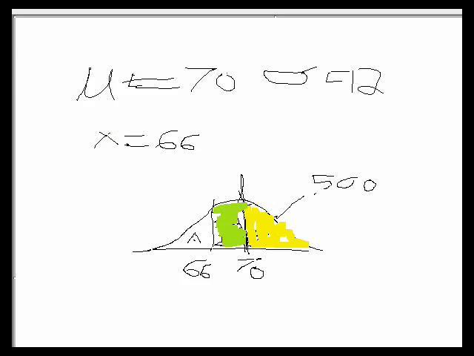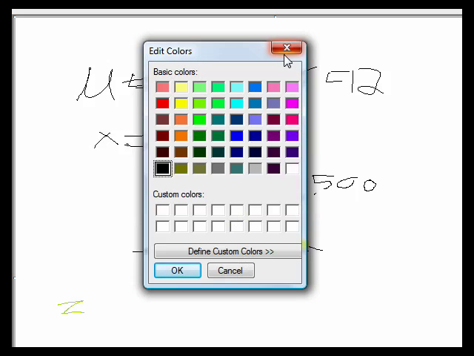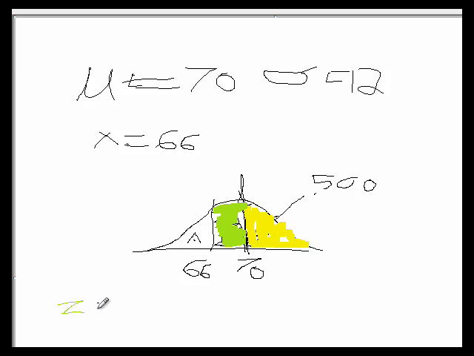So to get started, we're going to first need to figure out the z-score for 66 to find out how many standard deviations 66 is below the mean. So we'll say z is equal to the value, which is 66, minus the mean, which is 70, over standard deviation of 12.